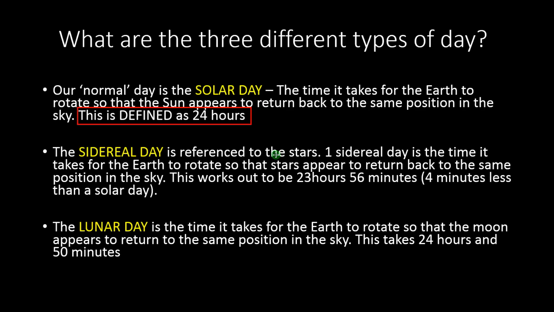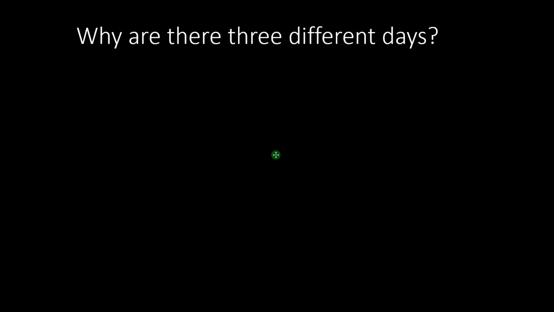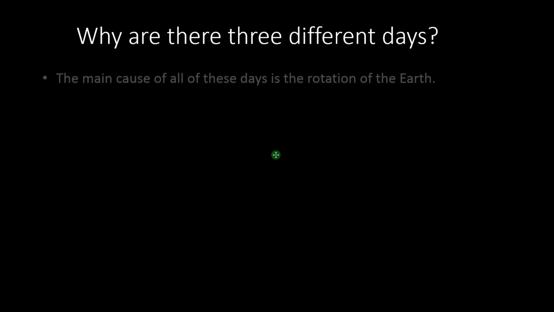So what's the reason then that there are different types of day? Well, we're going to look at that, but we must importantly remember that the solar day is the one that we define as 24 hours. That's going to be important later on because it's going to seem a little bit weird. Okay, so why are there three different days?